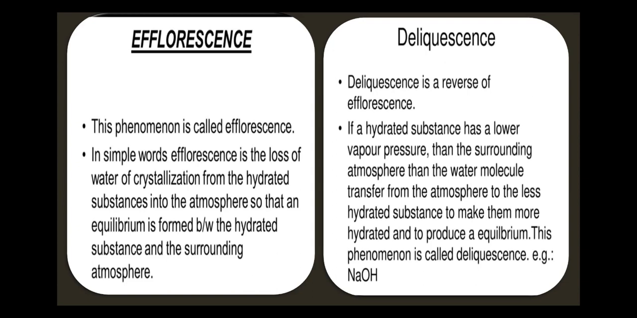So in simple words, efflorescence is the loss of water of crystallization from the hydrated substance into the atmosphere, so that an equilibrium is formed between the hydrated substance and the surrounding atmosphere. Now, the substances which exhibit efflorescence are called efflorescent substances, like washing soda, Glauber's salt, and blue vitriol, that is CuSO4·5H2O, which example was there in the previous slide.